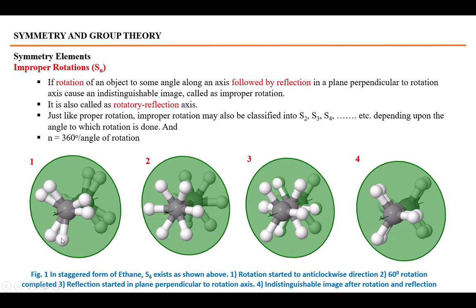This hydrogen has moved to this position. Again, whenever the 60-degree rotation is completed, this hydrogen has taken the position of this, this one has taken the position like this, and this one like this. We have completed the 60-degree rotation about this axis, which is taken as an S6 axis. Now, reflection. This hydrogen has rotated to this position.